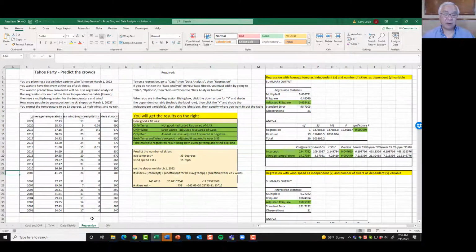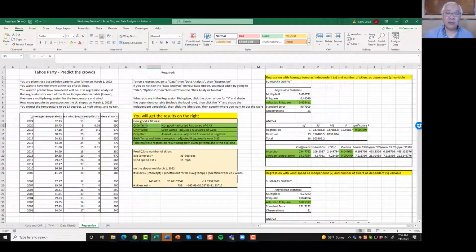The last tab is on regression. This is the most complex of the 4 exercises. A regression takes independent variables and sees if we can create a formula based on those variables to predict a dependent variable. In this case, we're going to say, does a combination or singly the temperature, the wind, and the rain predict how many skiers will be on the slopes a year from now? So we'll do this kind of methodically. We'll do each of the 3 variables individually, and then we'll look at it and say, okay, is there a multiple regression that makes sense?